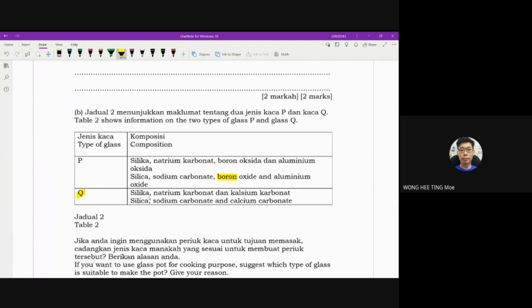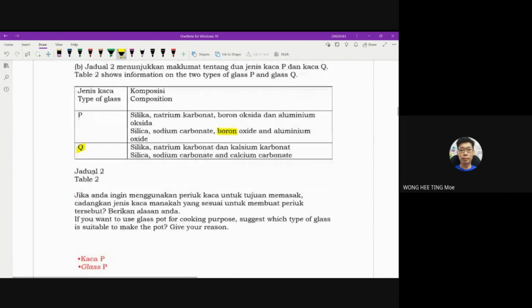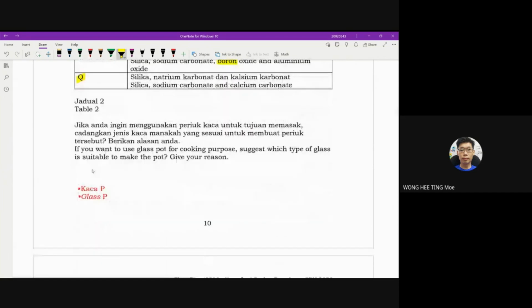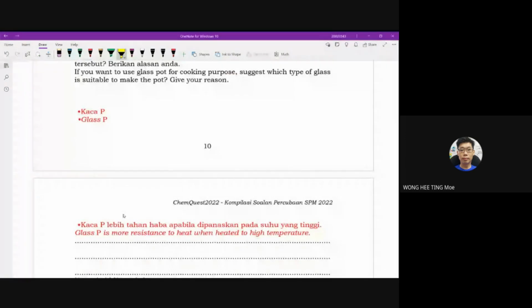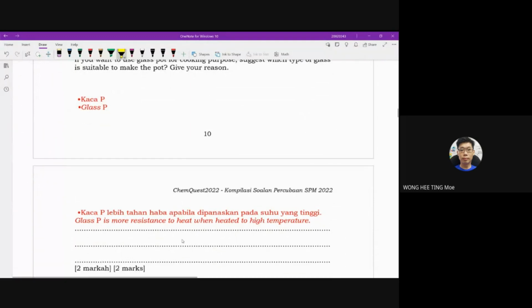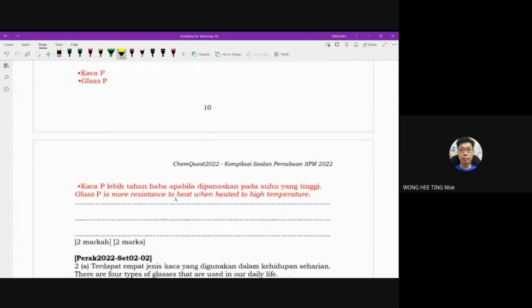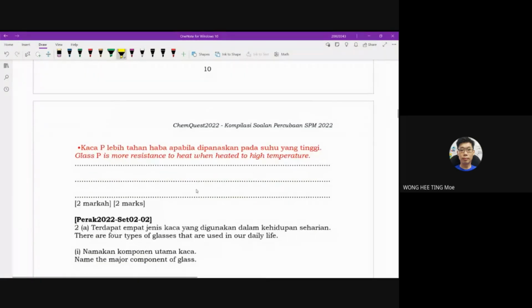So soda lime definitely cannot. Also, we have to choose the borosilicate glass, Pyrex glass. Give you a reason: it is more resistant to heat when heated to a very high temperature. Or we can write it can withstand high temperature. Correct. Okay, now next is the paragraph.